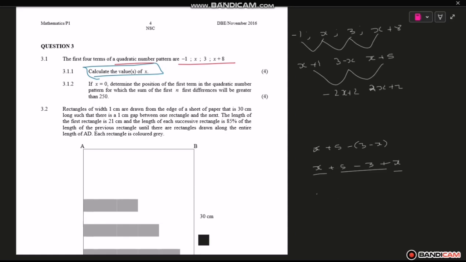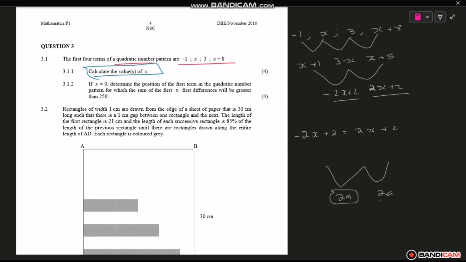And what we know now about the second difference is that it must be common, meaning that it must be equal. Therefore we can equate these two: minus 2x plus 2 equal to 2x plus 2. Therefore we solve for x. I hope you understand this. We have 2x and we have 2x here, meaning these two must be equal. That's why we equated them.